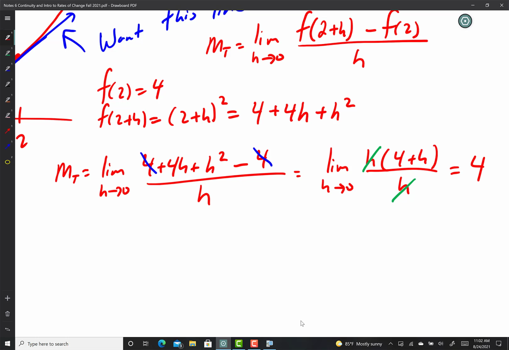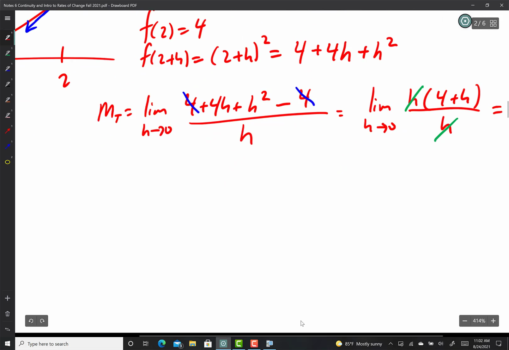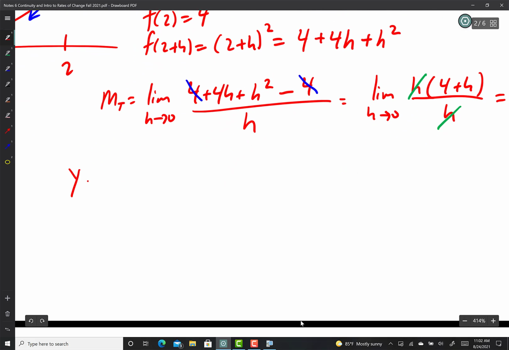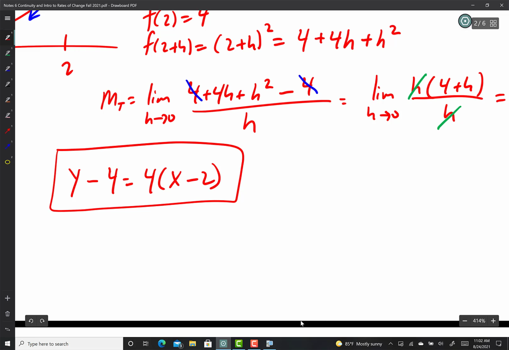Don't worry, we're almost done. Do I have a coordinate? Yes. So here's my equation. y minus 4 equals 4 times x minus 2. On the AP exam, you can leave it like that. I did point slope formula. y minus y1 equals slope times x minus x1.